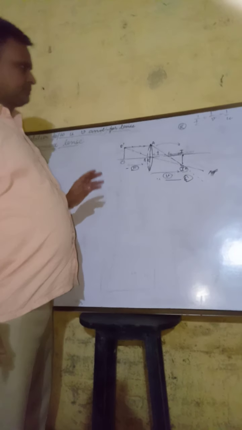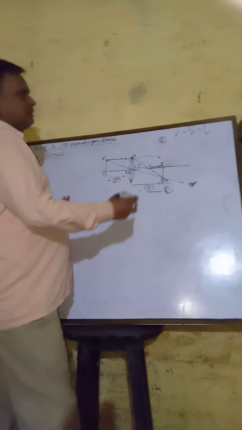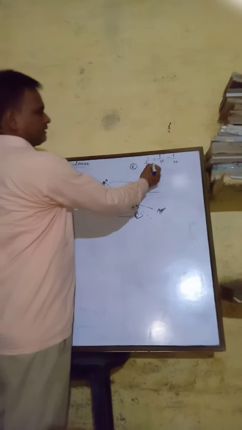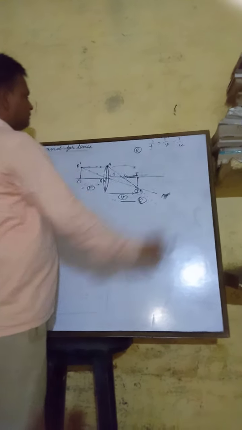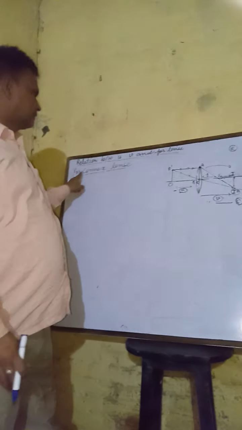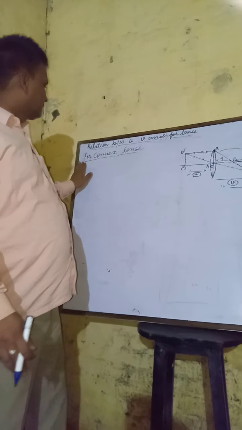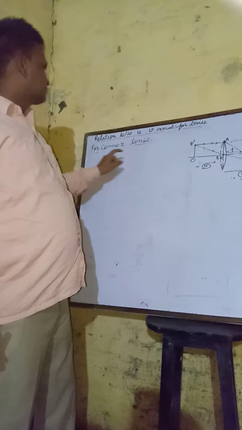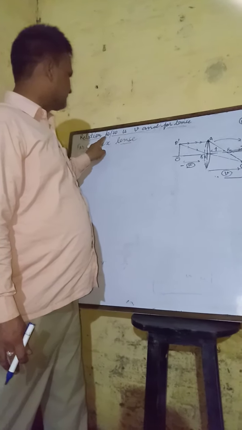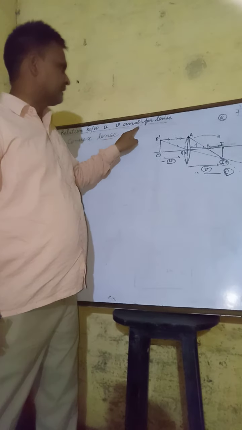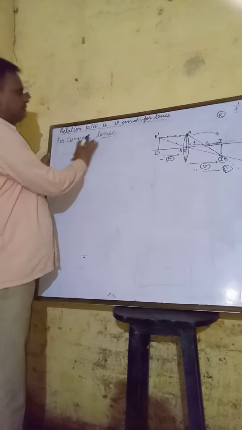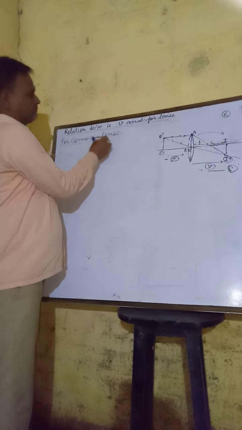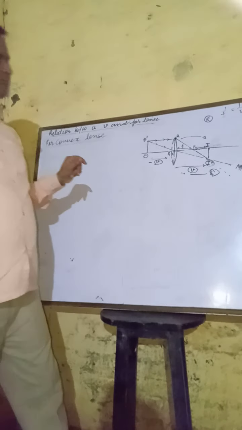Today we will derive the formula 1 upon f is equal to 1 upon v minus 1 upon u for lens. It means we will find the relation between u, v and f for a lens. First of all, we will derive it for a convex lens.